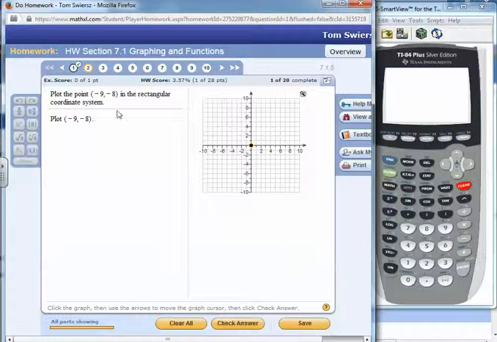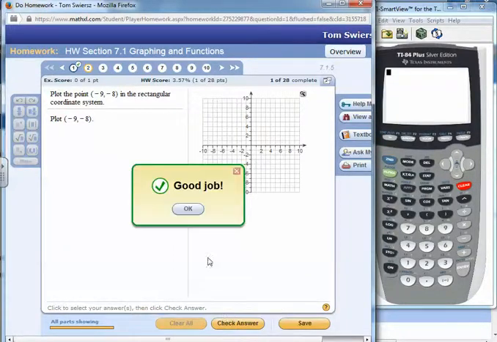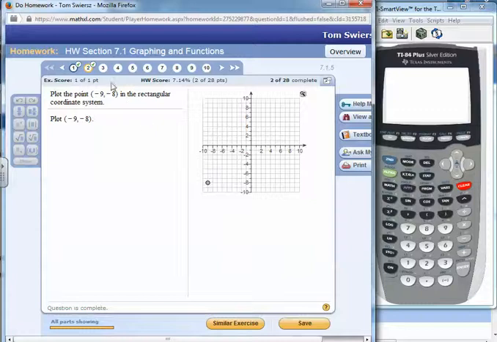All right, number 2, -9, -8. So again, the x value is -9. So we're going to go 9 units to the left, and we're going to go down 8 units because it's negative, down to -8, and there's our point plotted.